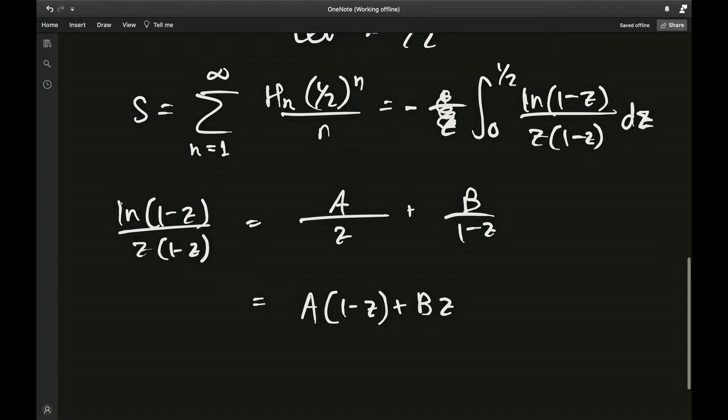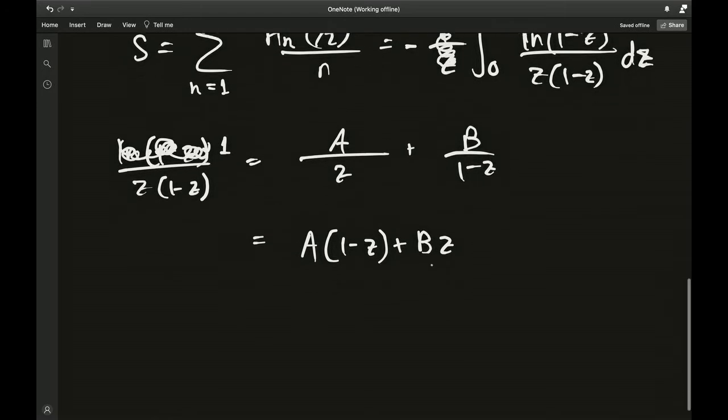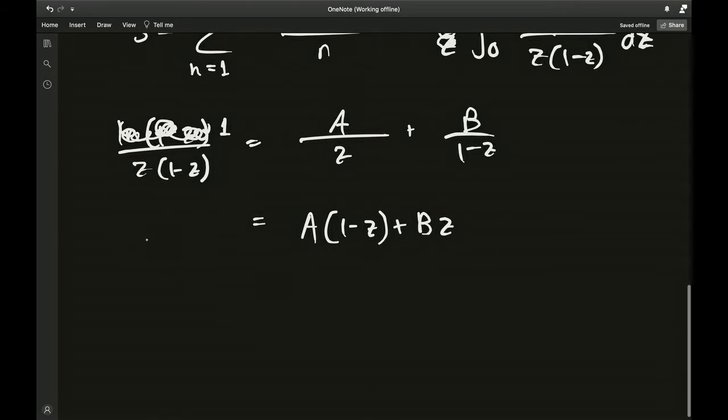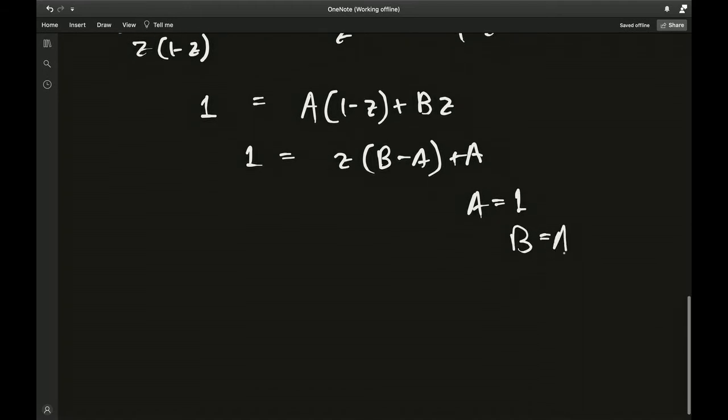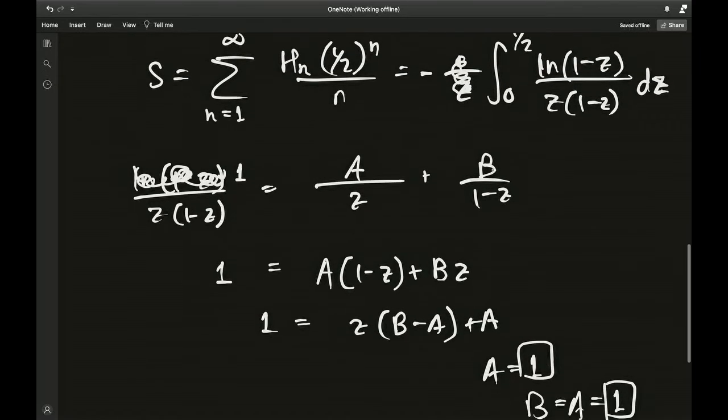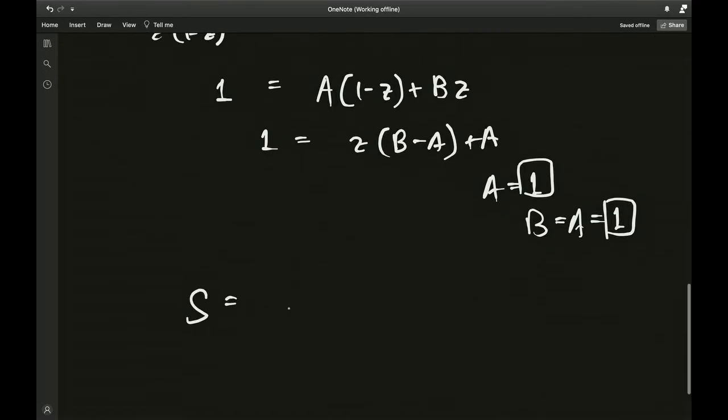Forget the natural log for now. Just have a 1 on top and then multiply by the natural log on both sides. Denominators cancel out, and we have 1 is equal to this. So now we have z(b minus a) plus a being equal to 1. So the constant is 1. That means a should be 1, and since b should equal a because the coefficient of z was 0, b is also 1.